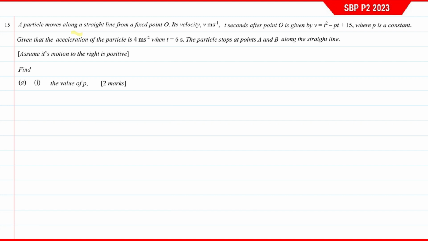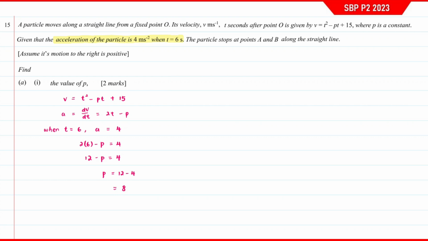So here we can find the value of p using this information. Acceleration is equal to dv/dt. So here we're going to get 2t minus p. When t is 6, a is equal to 4. So for a, we replace it with 2t minus p, and for t, we substitute 6. So 12 minus p is equal to 4. Then p is equal to 12 minus 4, so p is equal to 8.